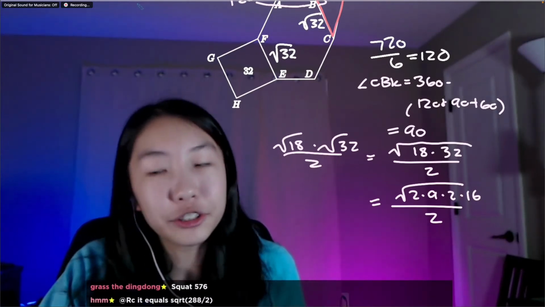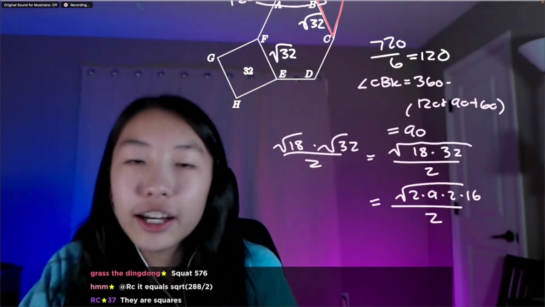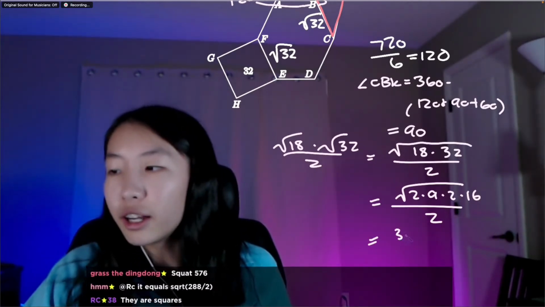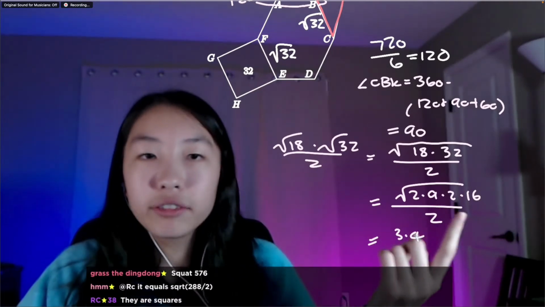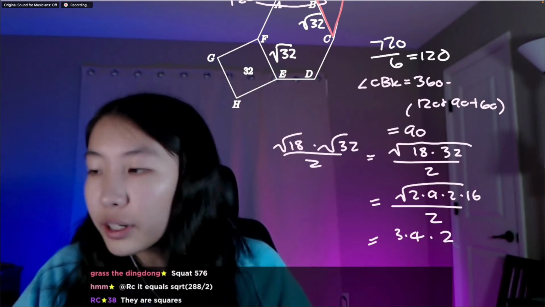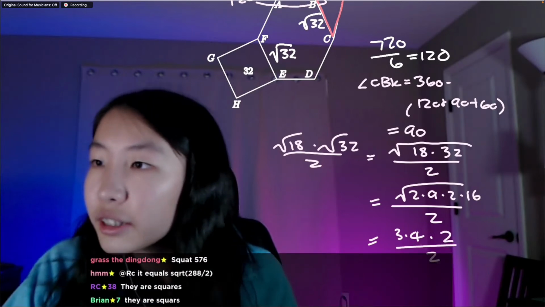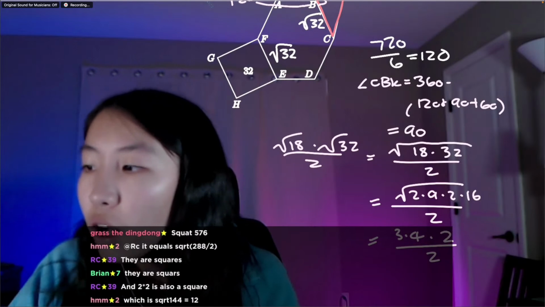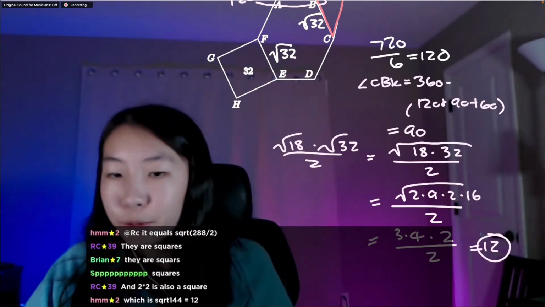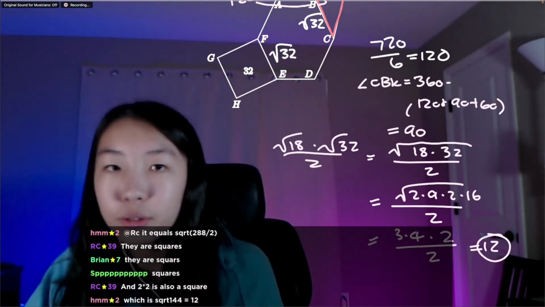They're actually very special numbers. Exactly, RC, they are squares. So that means that we can take them out as 3 and 4. And notice that we have 2 extra 2's, and that's going to give us another square. So this is 3 times 4 times 2 all over 2, which is 12. And you guys did say square root 576 over 2, which is correct.